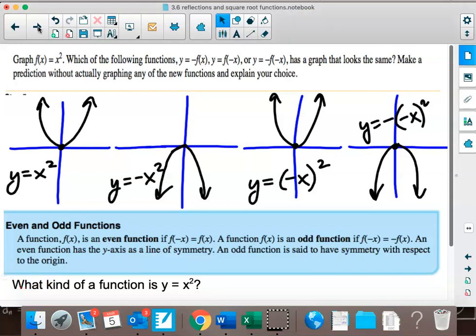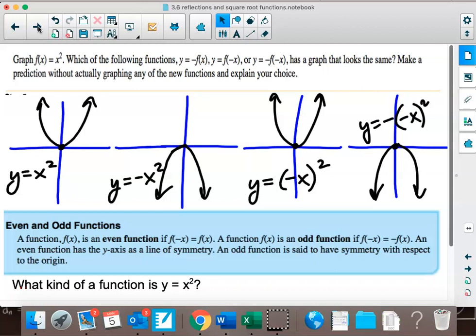So here's my first question to you. Which graph looks just like y equals x squared? Right, y equals the quantity negative x being squared. Because y equals negative x quantity squared is the same thing as y equals x squared, this function is called even.